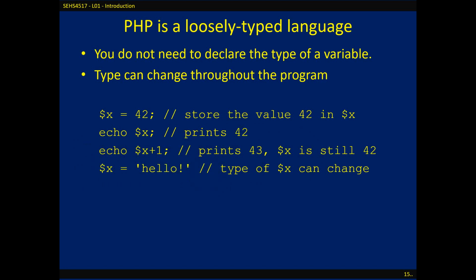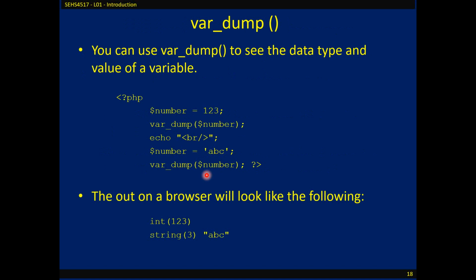Let's skip to slide 18. Now, this shows the use of the var_dump function. The var, of course, stands for variable. Dump means to show everything about that variable. You can use var_dump to see the data type and value of a variable, as in the example here. So $number is the name, its value is 123. When you do var_dump, it will show the value.